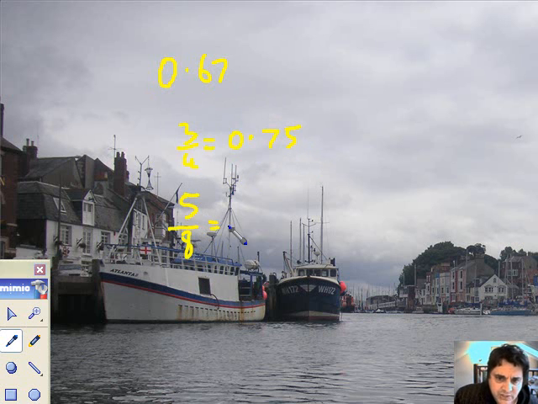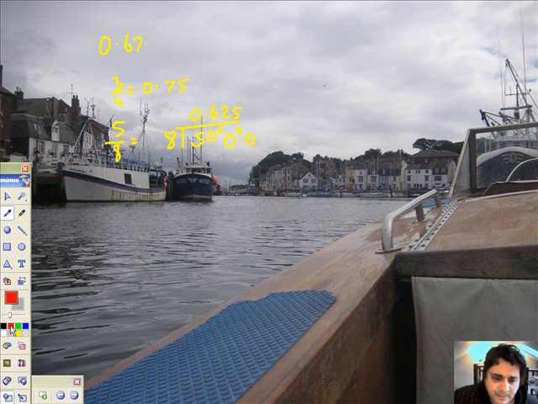5/8. Just do a little division sum here. How many 8s go into 5? They don't go. Put a point. 8s into 50 go 6. 6 8s are 48. 2 left over. 8 into 20 twice. What's left over? 16. 4 left over. 8s into 40 go 5. 0.625. Remember, if you're not sure, fill up with zeros.